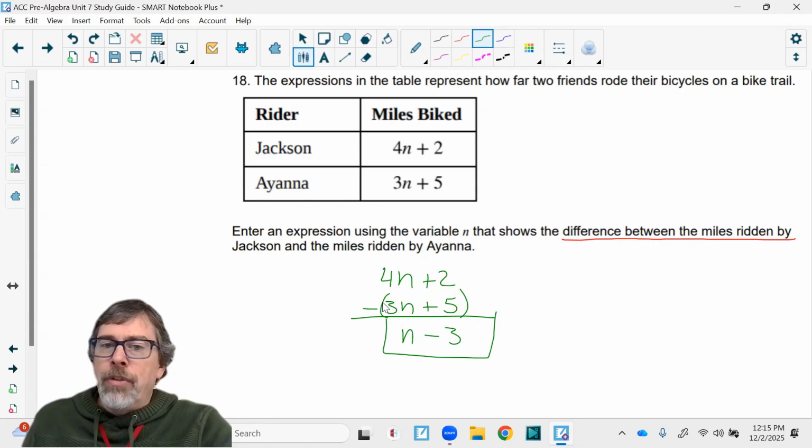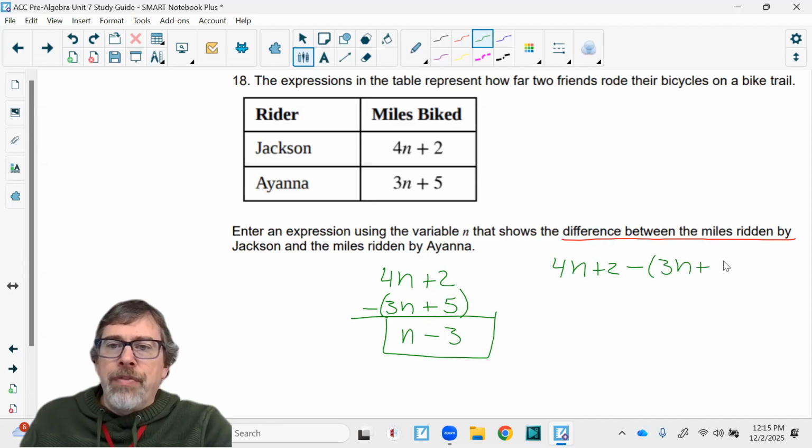Be really careful with the signs here, okay? Another way I could have done that is distribute. So I'd have 4n plus 2 minus parentheses 3n plus 5. This is doing it not vertically.